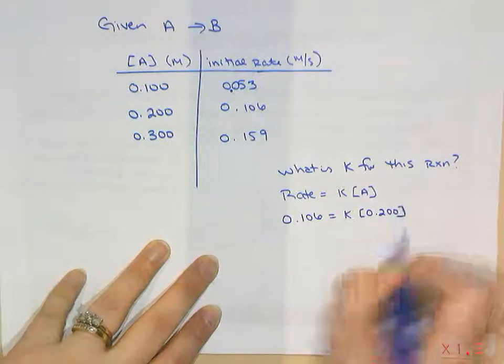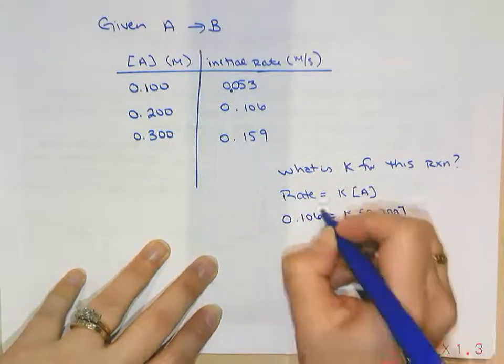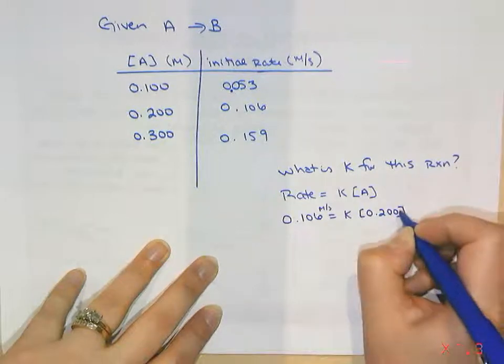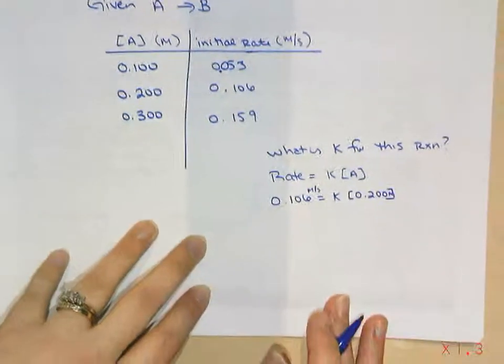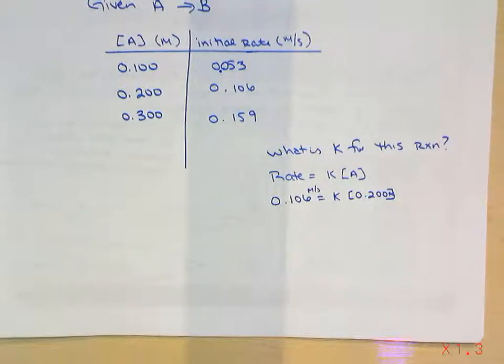Forgot my units. There we go. All right, some very complicated math. We'll do a whole division over here. 106. Oh. How many significant figures do I get in this final problem?